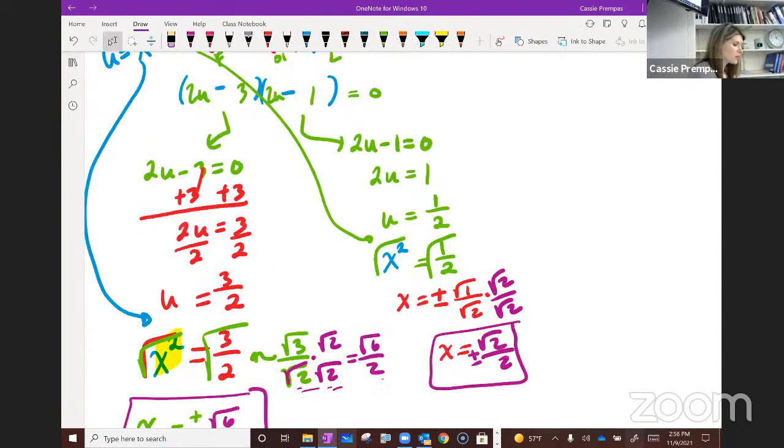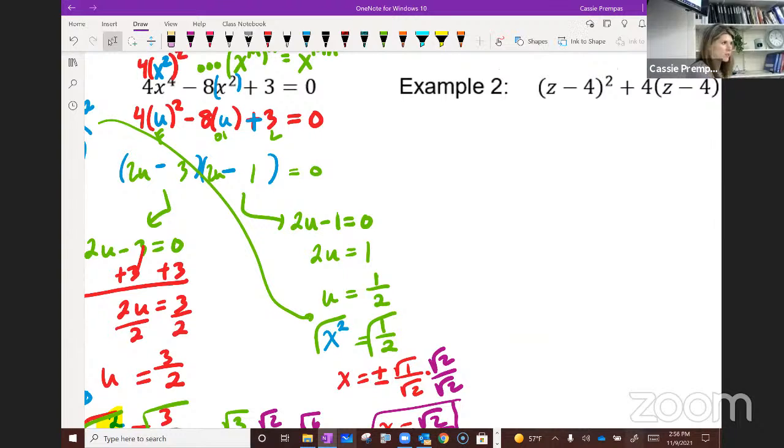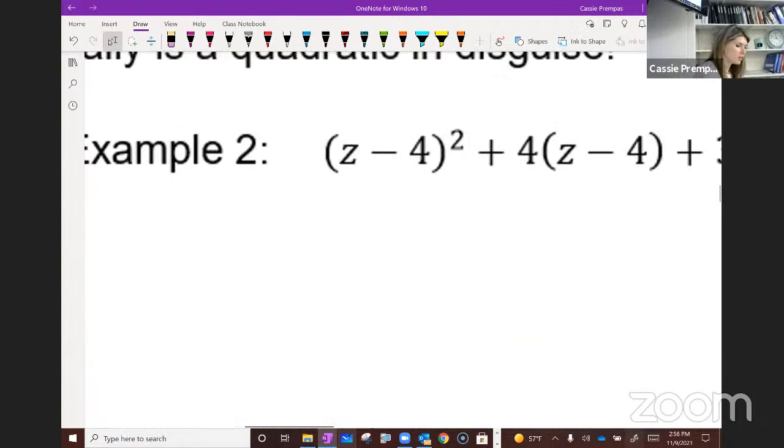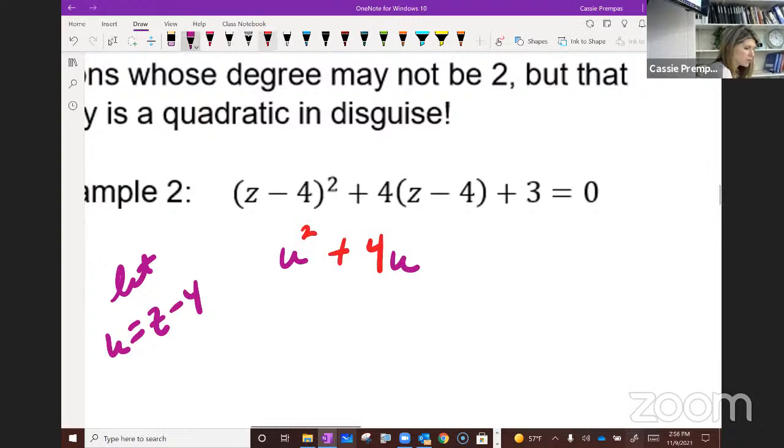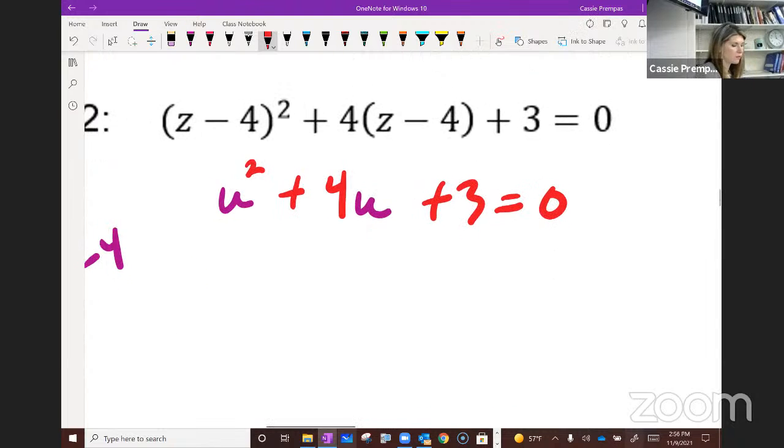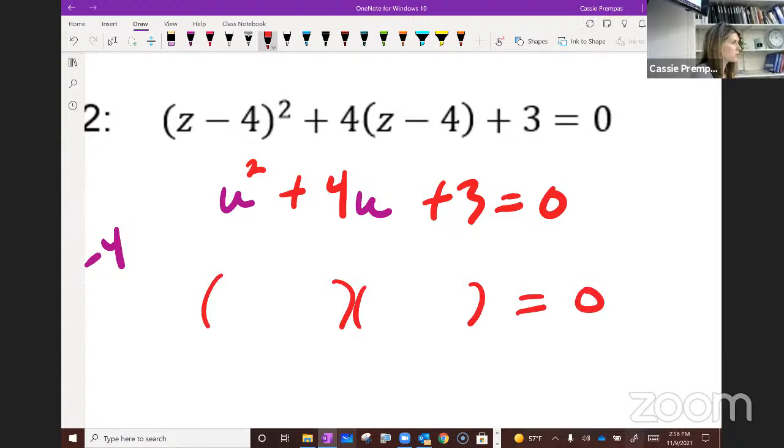All right, the last one, I personally think example 2 is easier than example 1. What would you let u replace in example 2? Good, z minus 4. So we would have u squared plus 4 times u plus 3 equals 0. How would you guys want to solve this quadratic? Could complete the square. Could do quadratic formula. Mario, you say we could factor. I do actually think factoring works nicely here.